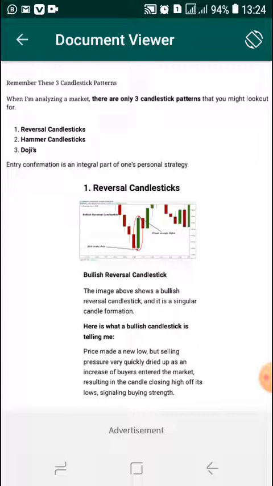When I'm analyzing the market, there are only 3 candlestick patterns that I look out for, or that you may look out for. And these are not only the candlesticks, by the way. For example, if you go to the internet and search candlestick patterns or candlestick constructions or formations, you'll have hundreds and hundreds of types, because each trader wants to promote whatever works for them.